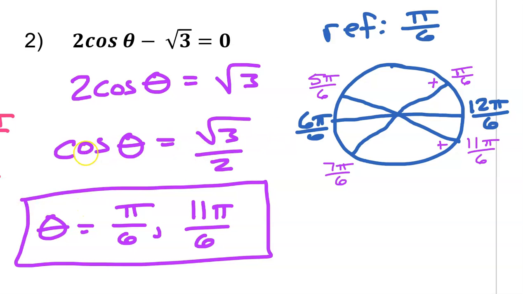All right, see the way reference angles work, the cosine of any of these reference angles will be either radical 3 over 2 or negative radical 3 over 2.